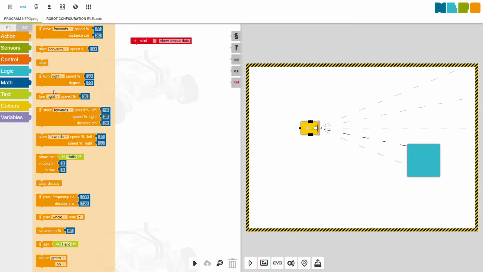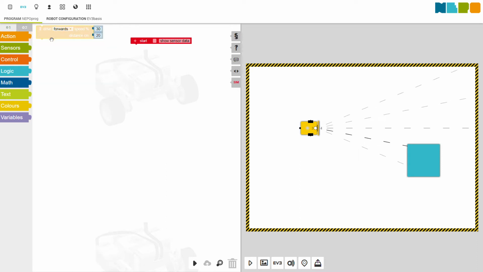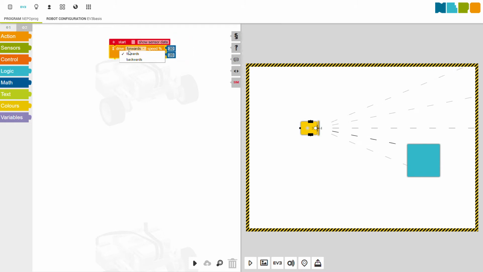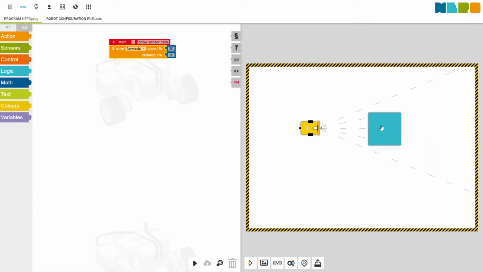If you were to take this block, for instance, you could change the settings: backwards or forwards, then the speed and then the distance. If I put this block right here and run this, it would only go 20 centimeters at 30% speed.